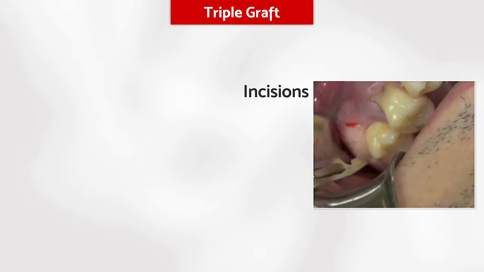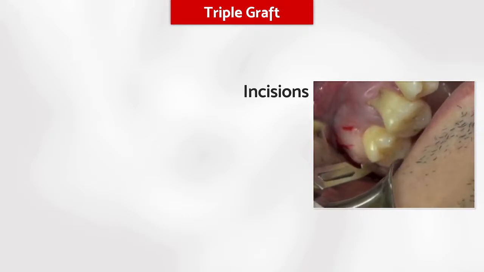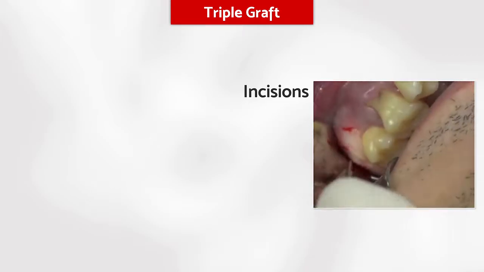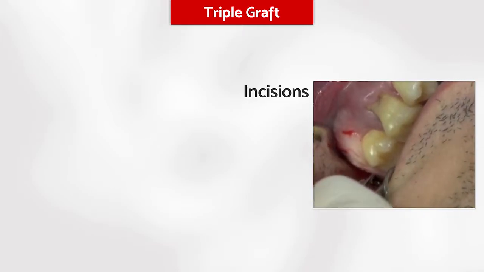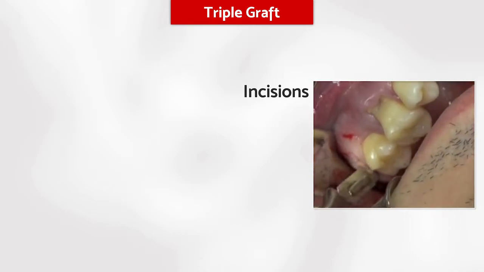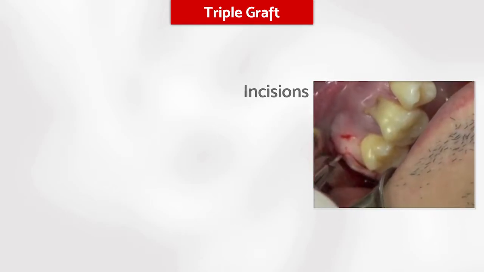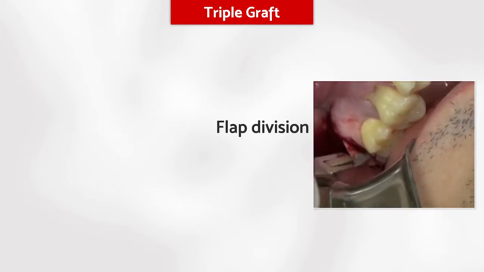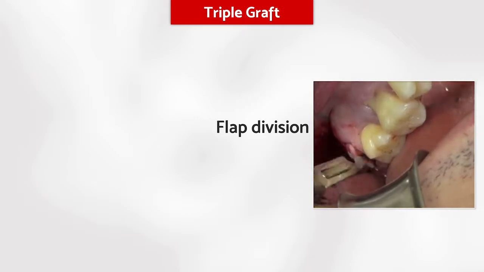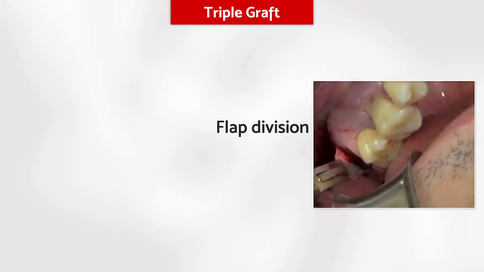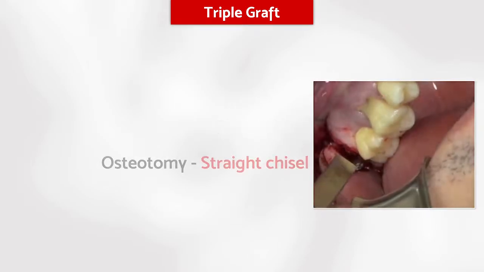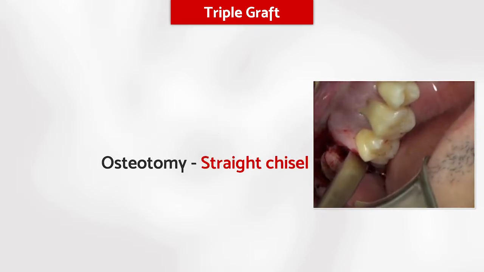The first step is the incisions. One of them is parallel to the distal aspect of the last molar, and 2 more perpendicular incisions touching the crestal bone. Step 2 is the flap division, leaving a connective tissue layer covering the bone. It's recommended to leave between 1 and 1.5 millimeters in thickness of soft tissue covering the bone.